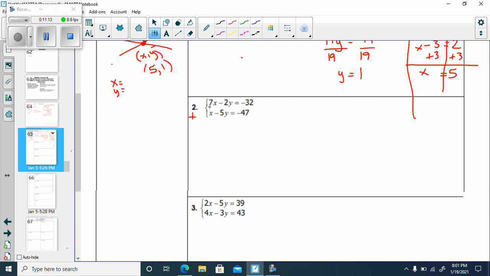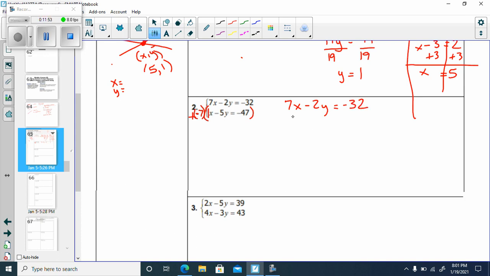Let's look at our coefficients. Here we have 7 and 1. Here we have negative 2 and negative 5. What would be easier to multiply one thing by and get rid of everything? Well, there's not much I can do with the 2 and 5 unless I multiply this by 5 and that by 2. But what if down here I multiplied everything on the bottom by negative 7? Okay. If I do that, I have 7x minus 2y equals negative 32.